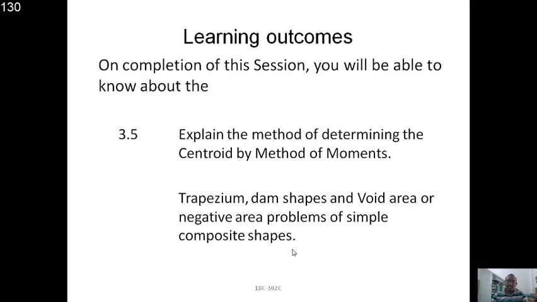And by using this method, we are going to determine the centroid of a trapezium, dam shapes, and void areas, that means negative areas, that means hollow portions. If an object contains hollow portions also, we will calculate how the centroid is affected by the hollow spaces. We will see that part in this session, and we are also dealing with simple composite shapes, like a trapezium shape, dam shapes, and some combinations of different shapes. We will see those things.